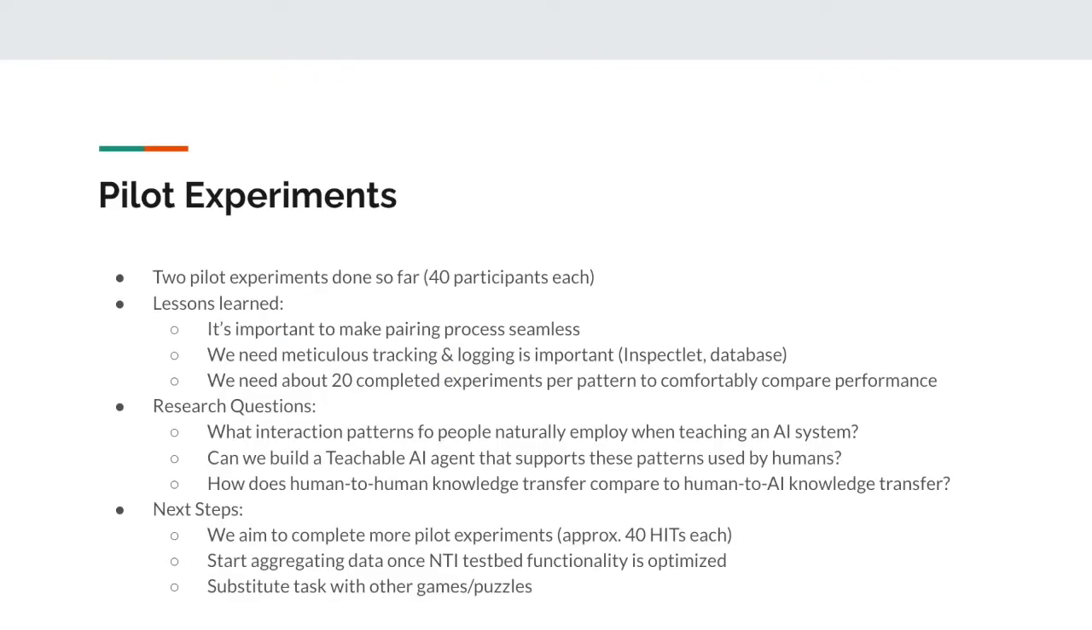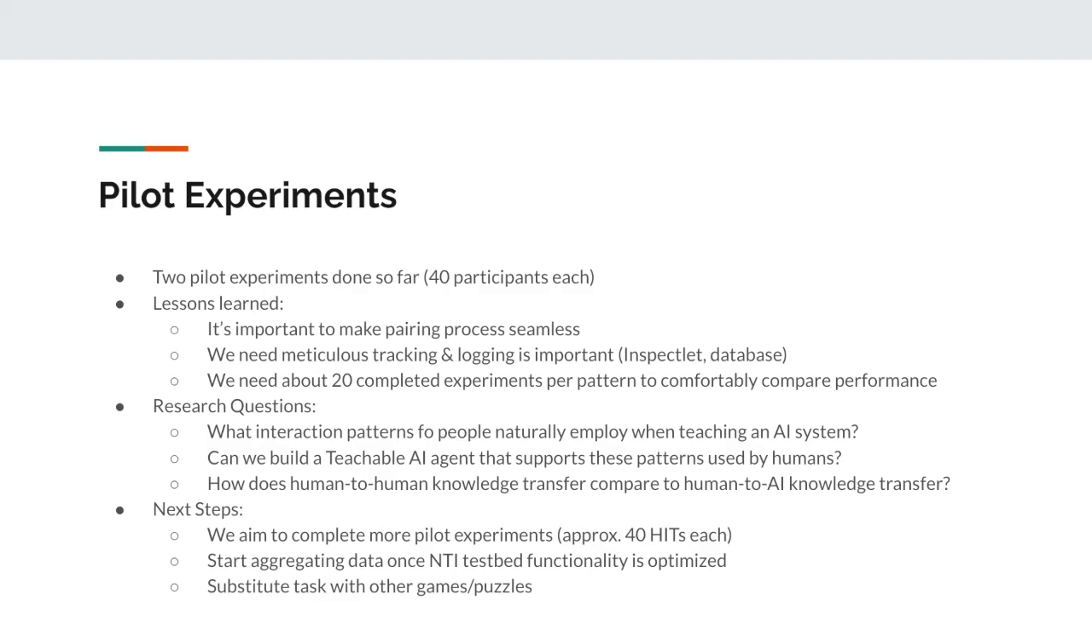When we find out what's optimized for building these teachable AI agents for tutor authoring, we will be able to compare how human-to-human knowledge transfer compares to human-to-AI knowledge transfer. Those are the 3 research questions largely guiding our research. As next steps, we want to continue to get more data points, run more experiments of 40 to maybe even up to 100 participants, where each participant is paired with another one, and they interact with one another with a particular interaction pattern.